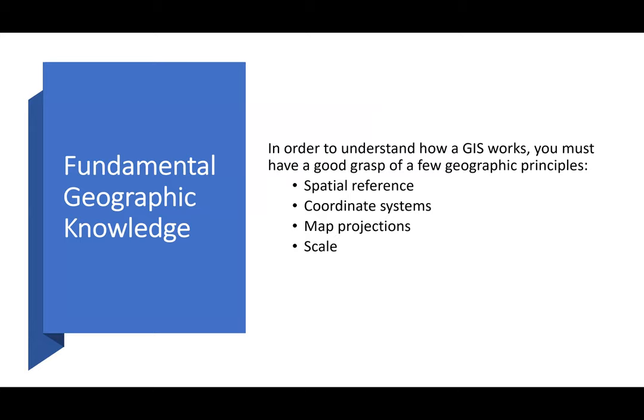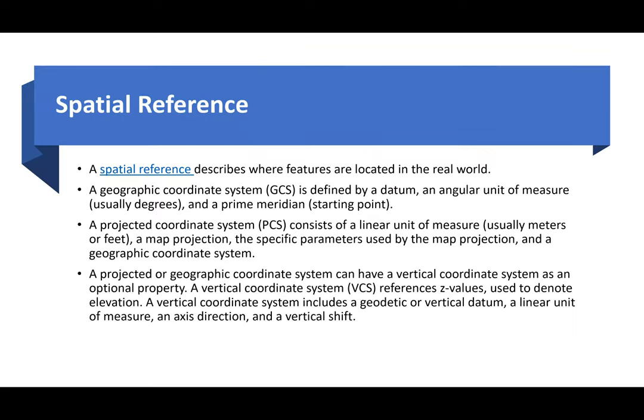And so in order to understand how a GIS works, you must have a good grasp of a few principles: spatial reference, coordinate systems, map projections, and scale. We talked a little bit about scale in cartographic preparation, but again, more of the fundamentals before you get to map design and map production. So a spatial reference describes where features are located in the real world. Everything has a location on the surface of the planet, and a spatial reference describes that.